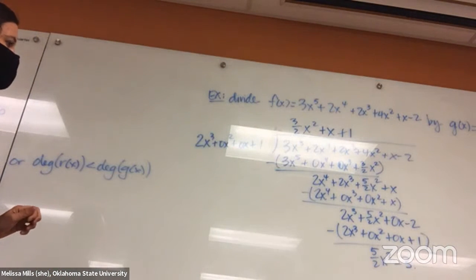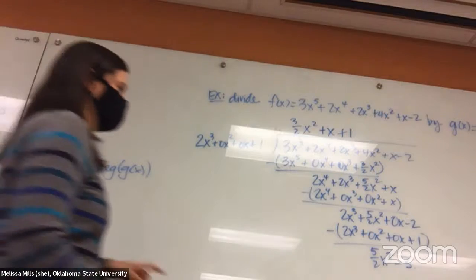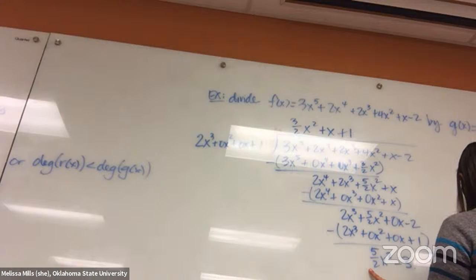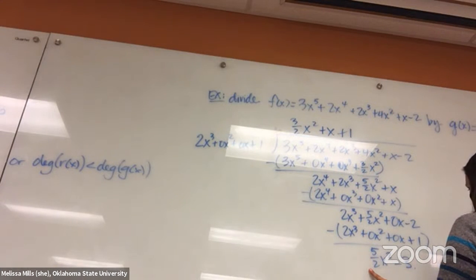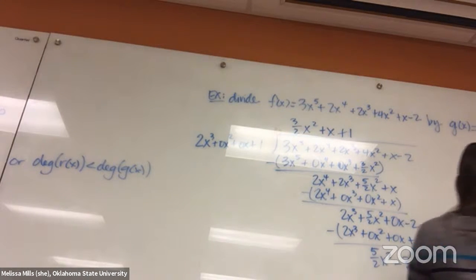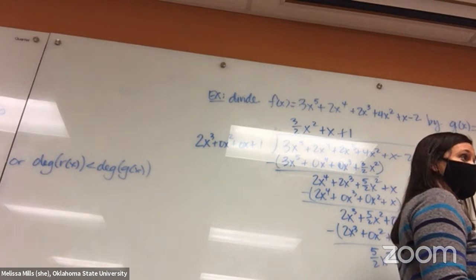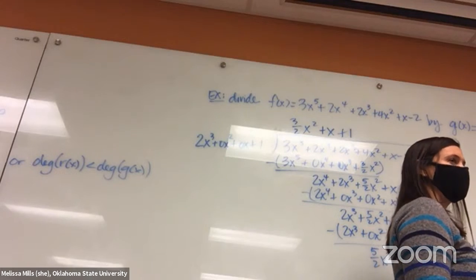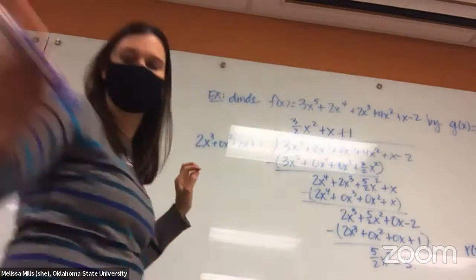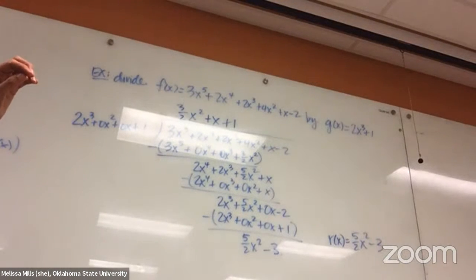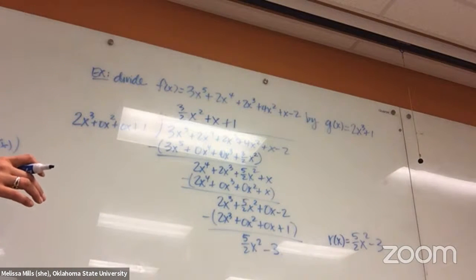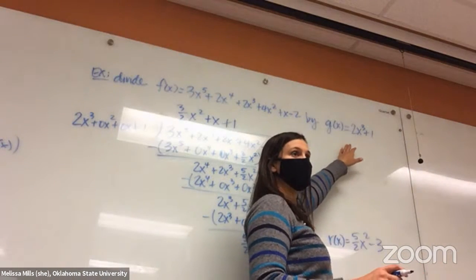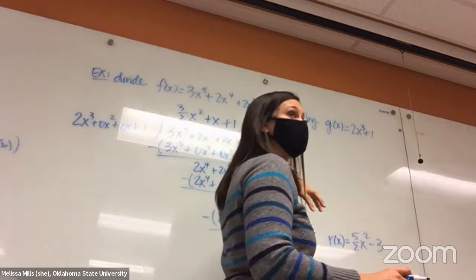And so if we take a look at our remainder, this is our remainder. So our r of x is 5 halves x squared minus 3. So our remainder is not 0, right? But what is the degree of our remainder? Degree 2, and we want to compare that to the degree of what? G of x. And so is the degree of this one less than the degree of g of x? Yes.